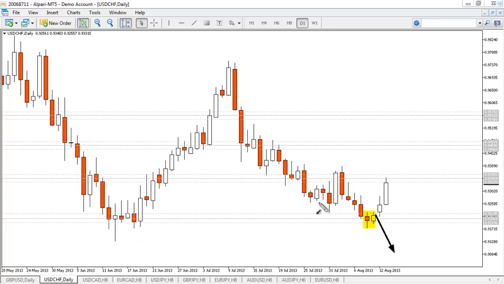Questions about divergence. I don't use divergence because I don't use indicators, so I don't look at divergence.